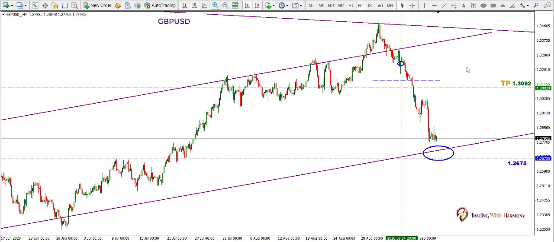So for this week, what I'm looking for is if we can get price to hold at this level and then to continue back up north and hit our TP, being the 1.3092 in the pound dollar.